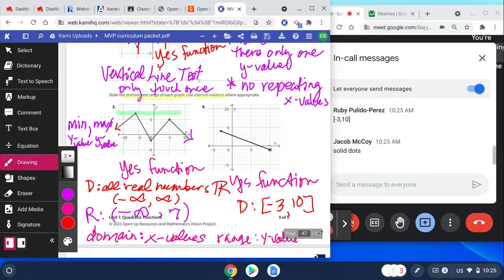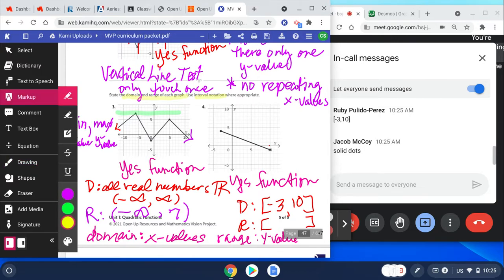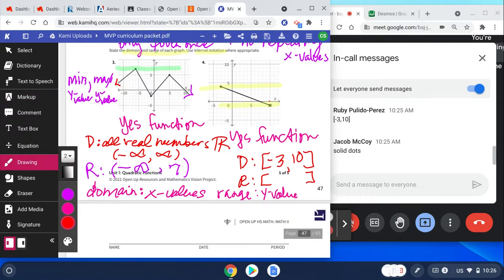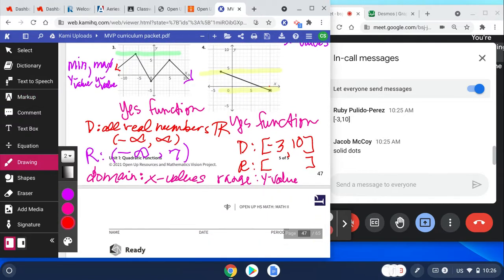Okay, great. Now the range goes from my minimum to my maximum. So the lowest y value on the graph, where's that going to be this time? To the highest y value of the graph. Where's that going to be? Okay, Ruby says from -1 to 4. Do you guys see those values that she just had?